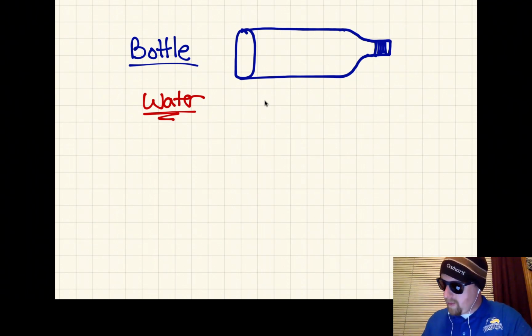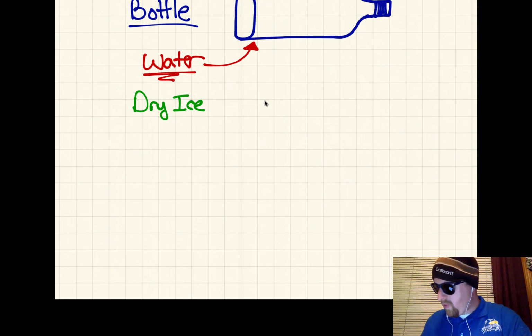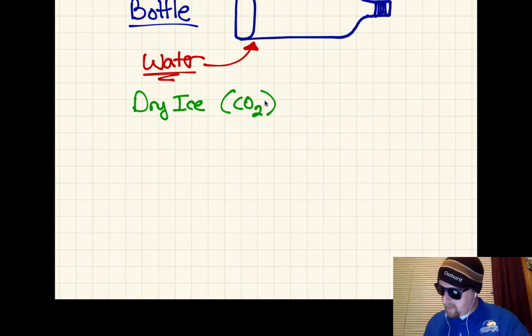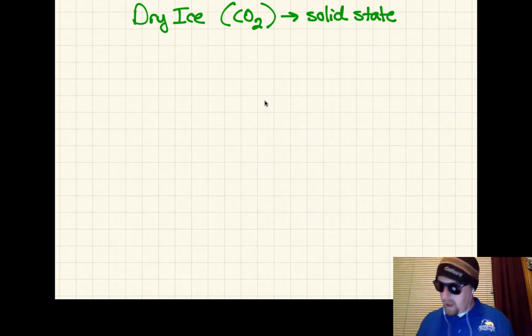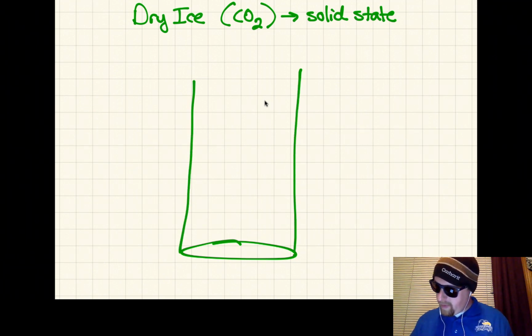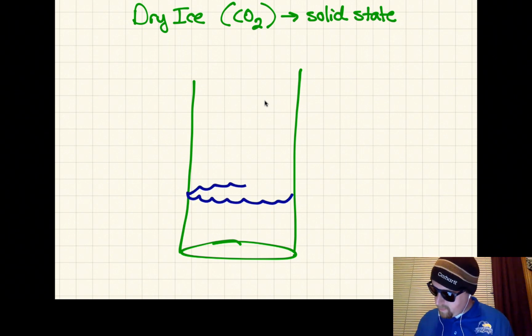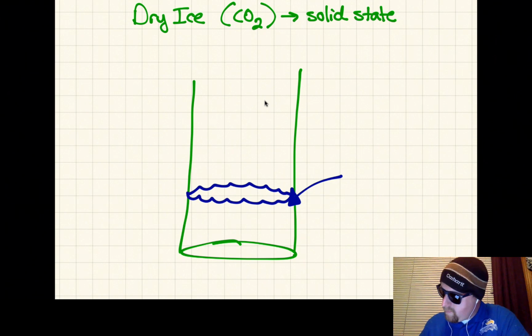I'll explain why, but the water is going to go in the bottle. And the last thing we're going to need is some dry ice. Dry ice is technically frozen CO2, carbon dioxide in the solid state, and this is important. So what we're going to do is take a bottle and fill that bottle with just a little bit of water. The reason we're going to do this is because this water is going to be at roughly room temperature.